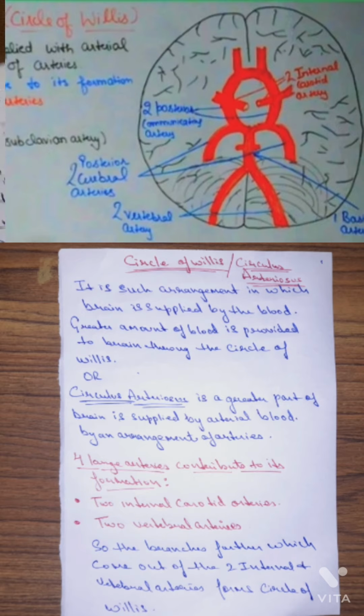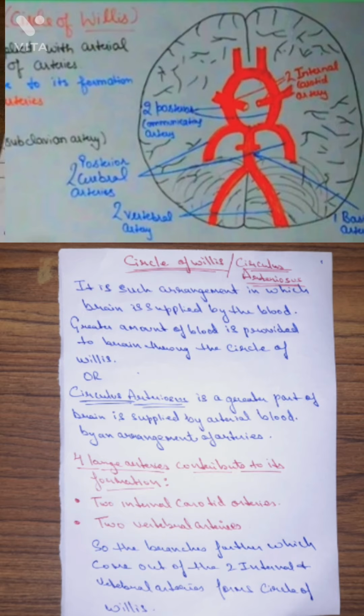Coming over to the definition or introduction of the circle of Willis, it is an arrangement in which the brain is supplied by blood. A greater amount of blood is provided to the brain through the circle of Willis. The definition itself tells us about the blood supply to the brain: the circle of Willis is responsible for the greater amount of blood supply going to our brain, through the circle of Willis or circulus arteriosus.